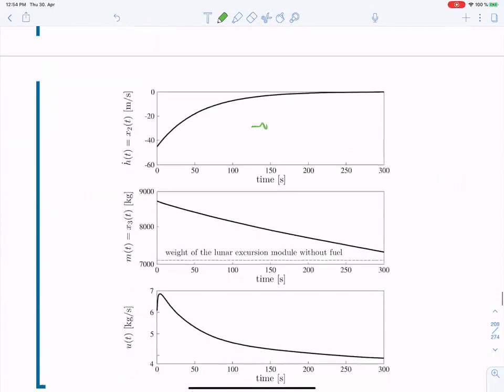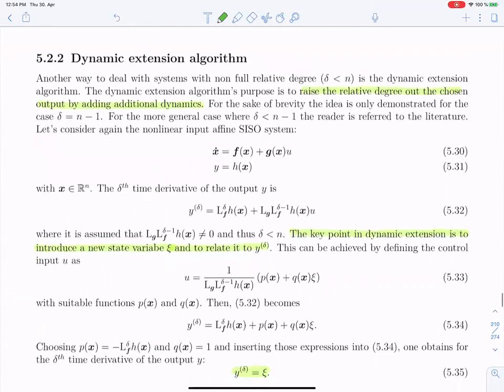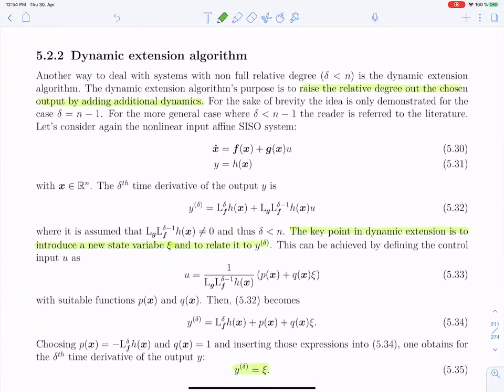This can be seen more or less like an addendum, and this is the so-called dynamic extension algorithm. Why is it called that way? I'm going to show you by an example of the lunar descent module how it works later on. The idea of dynamic extension algorithms is the following: raise the relative degree of the chosen output.